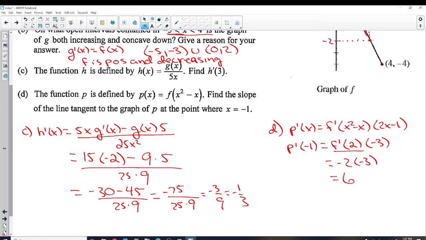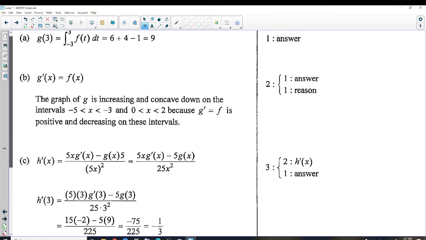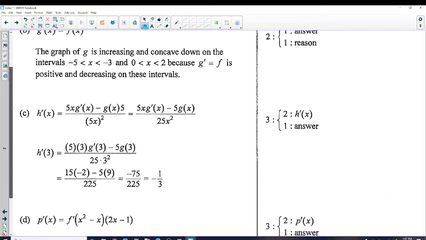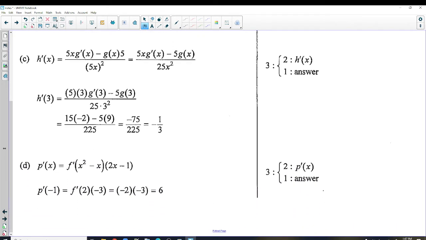Let's look at what we might see on, well, here's a rubric. One for the answer and reason. H prime of x, that's 2 points, getting the derivative and the answer, negative 1/3. 2 for the derivative, probably 1 here and 1 there. And then, of course, answer for 6. So very straightforward rubric on this one.